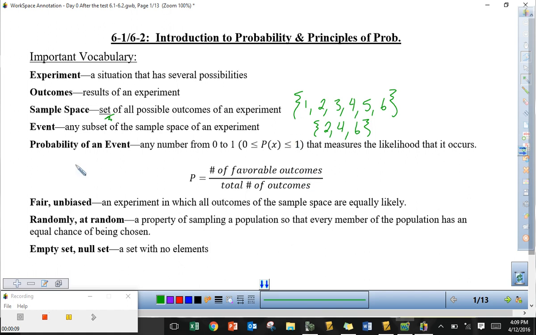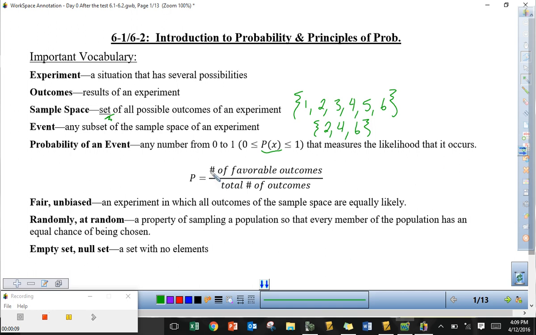When I talk about the probability of an event, that's just any number from 0 to 1, and it's denoted P of X. That just stands for the probability of an event. It's between 0 and 1 with both 0 and 1 included. Now this 0 means that the event had no chance of happening, or it was impossible. The 1 would mean it absolutely had to happen. There was a 100% chance of the event occurring. This number between 0 and 1 just measures the likelihood of an event occurring.